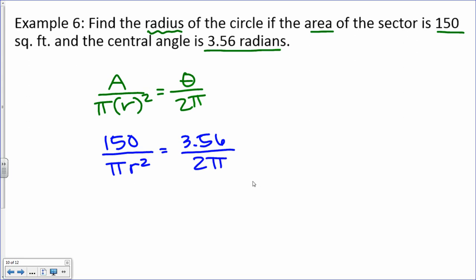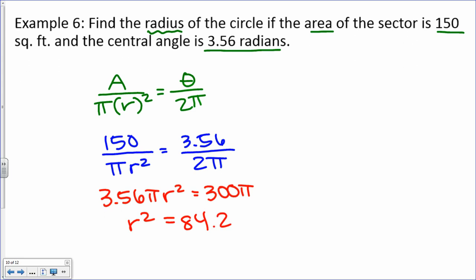Okay, when you cross multiply this, you're going to end up with 3.56 pi r squared equals 150 times 2, so 300 pi. And then you're going to divide both sides by this 3.56, so r squared equals about 84.269, and so on. When you square root that, your radius is 15.1 feet.